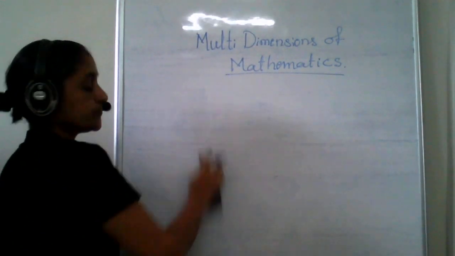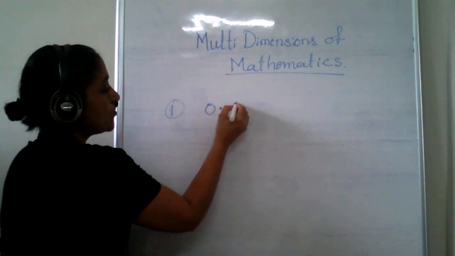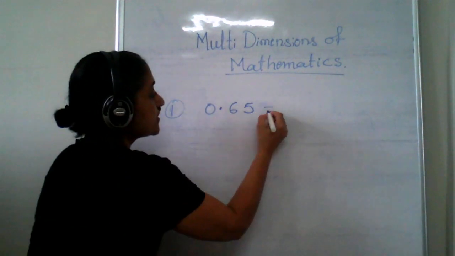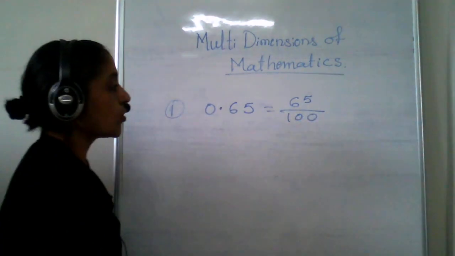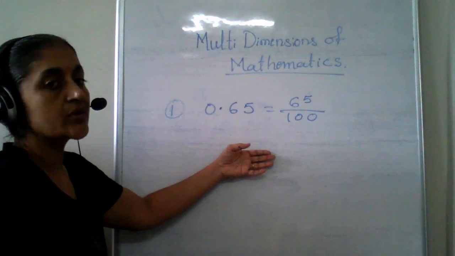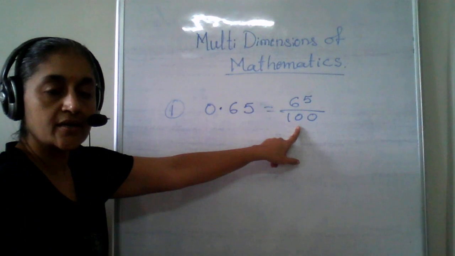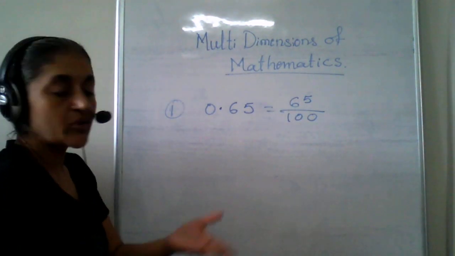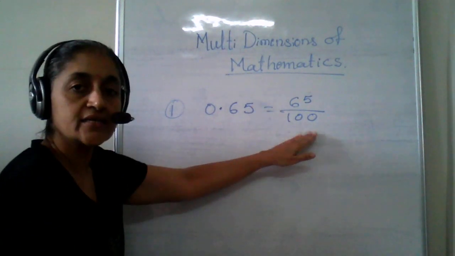Now let's see. The first question I have here is 0.65. You all know that it can be written as 65 upon 100. Now 100, when it comes to the denominator, is an exponent of 10, 10 to the power 2. Correct? 10 to the power 2 is called 100. So this is not a vulgar fraction. Then how to convert it into vulgar? It means I should not have only 10 and its exponent as the denominator.